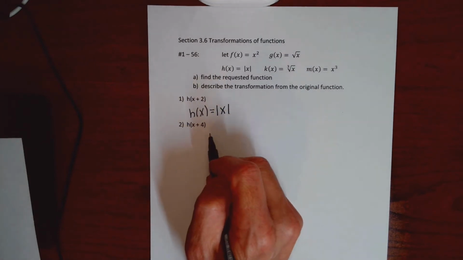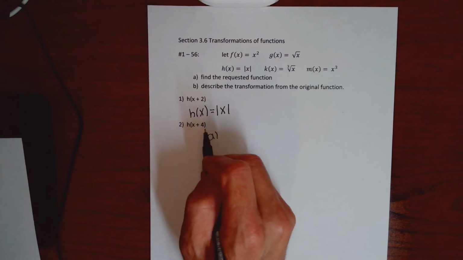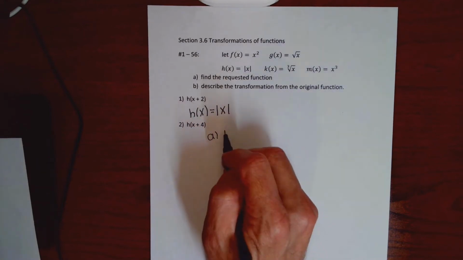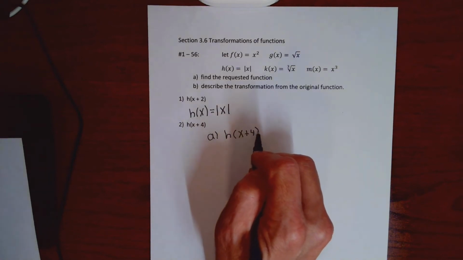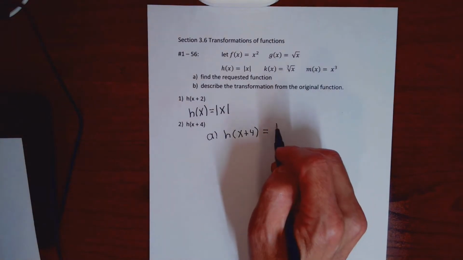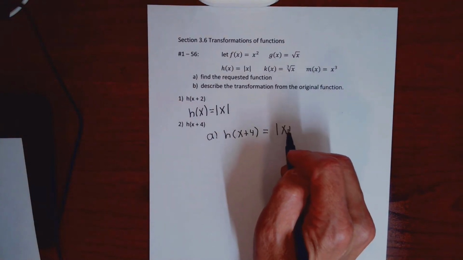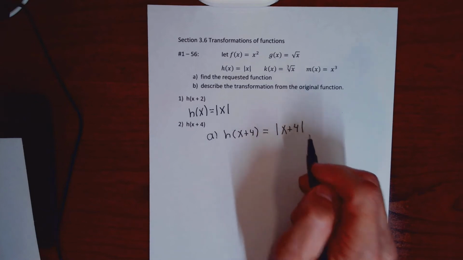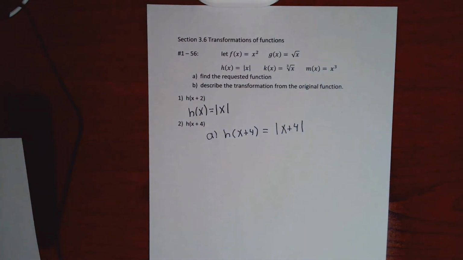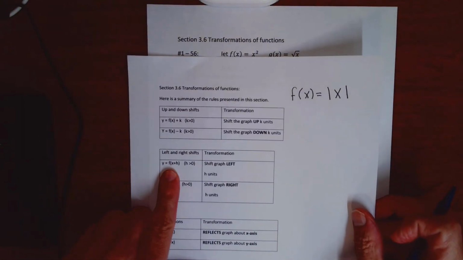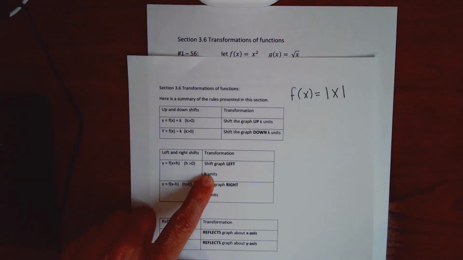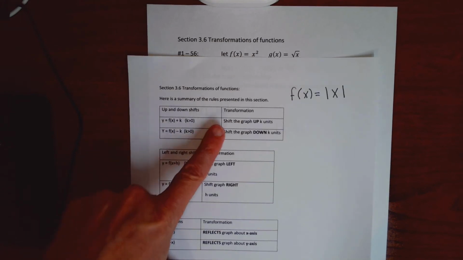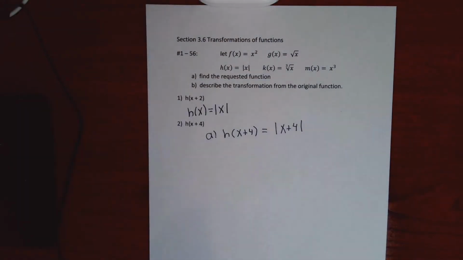So part A wants me to find the requested function, h of x plus 4. Because the plus 4 is in a parentheses, the plus 4 is going to go inside the absolute value as opposed to after the absolute value. So inside parentheses, when you have an absolute value function, the number goes under the absolute value. And when we have this sort of function notation, where the graph is going to shift to the left, plus inside of parentheses, the graph goes left, plus after it goes up. Pluses are either left or up, depending where the plus is.